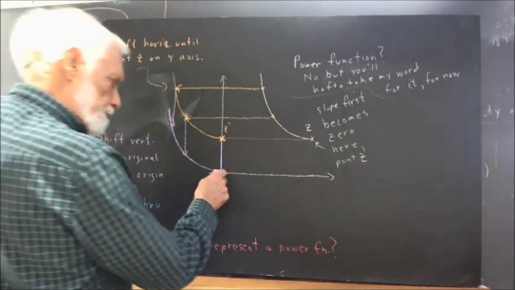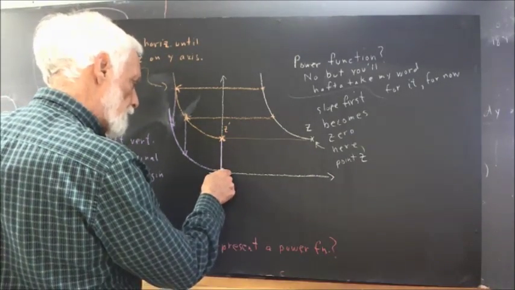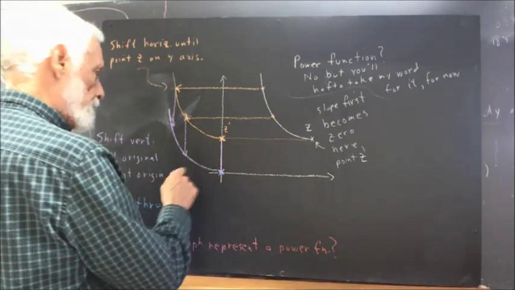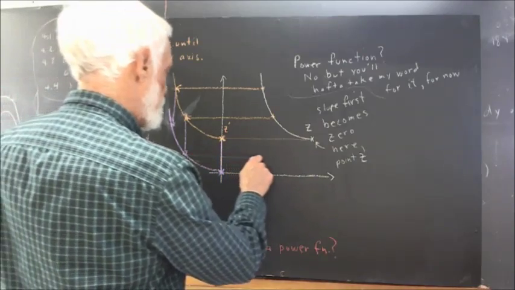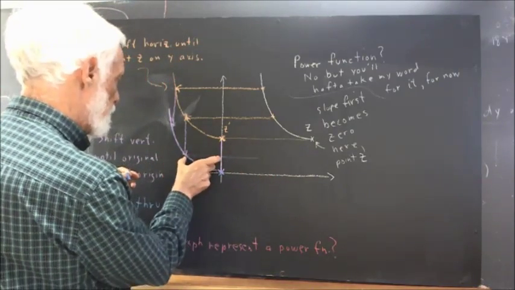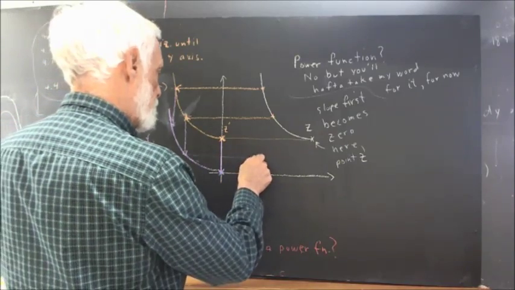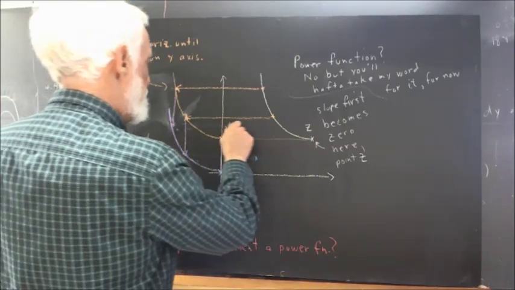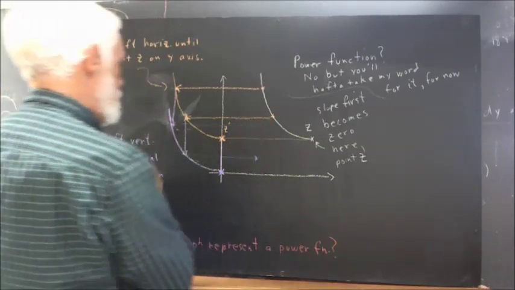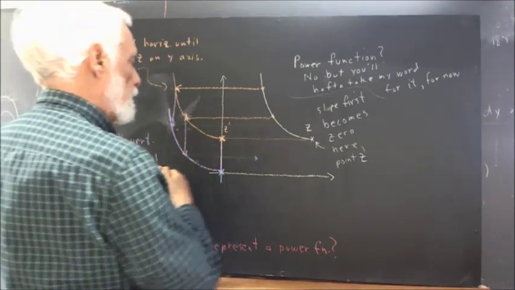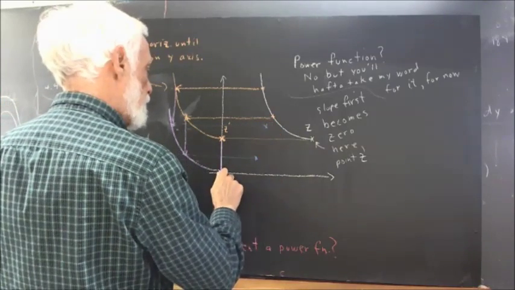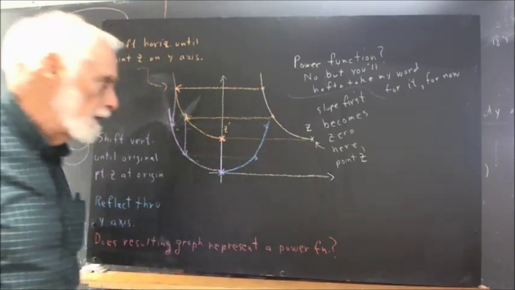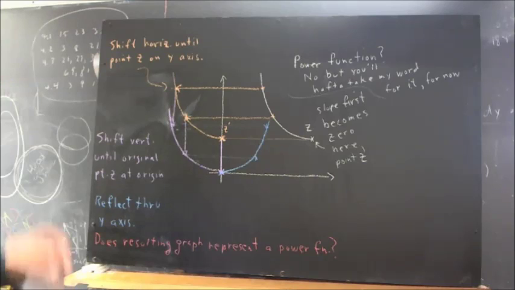Okay, well, of course the origin is on the y-axis, so its reflection is itself. This point will reflect an equal distance on the other side, putting it about here. And at this point we'll do the same thing, and that's going to put it about here. And now I can sketch a graph through those 3 points.